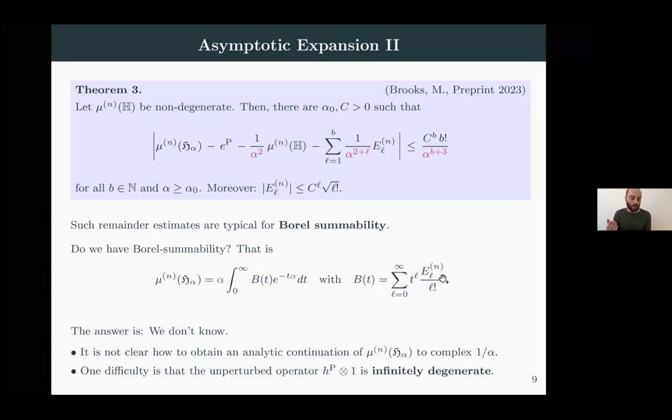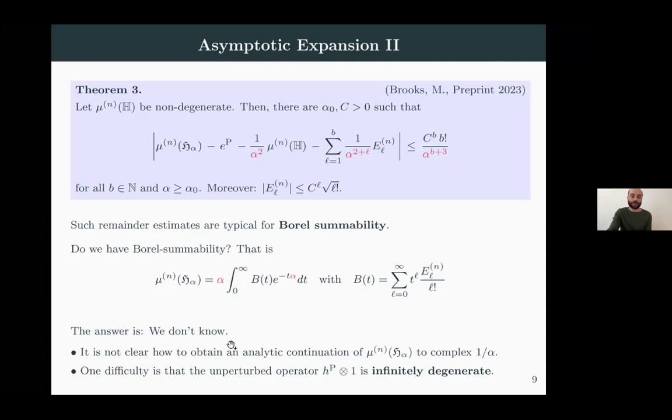So the advantage of a Borel summable series is that you can really recover it in terms of a convergent series. Now, even though we can prove in this theorem these error estimates that are typical for Borel summable series, the answer is still that we don't know.